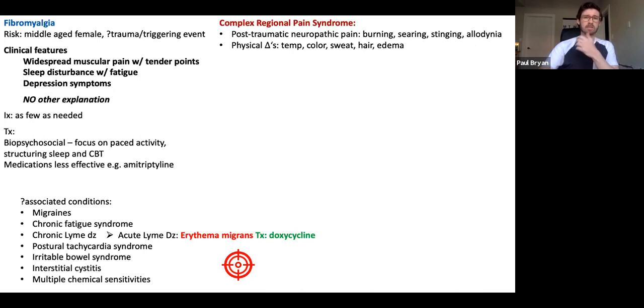That's pretty classic. So it's those neuropathic pain. It's usually quite severe. And it's those physical changes that you can actually see. And this is dysregulation of the vascular system and the neurological system in that area. It's idiopathic. We don't know why it happens.